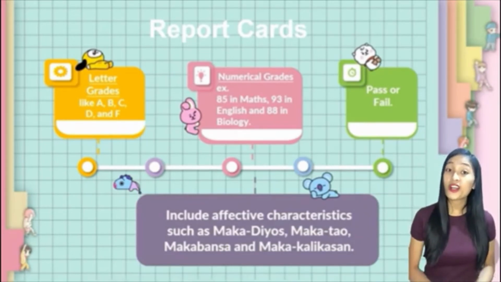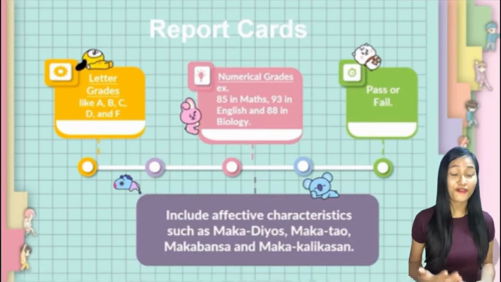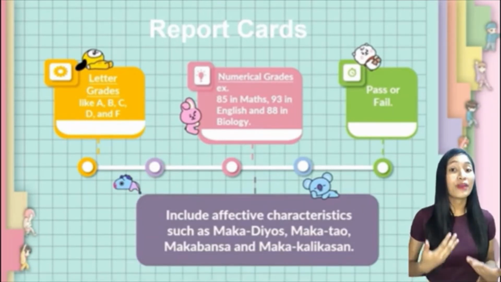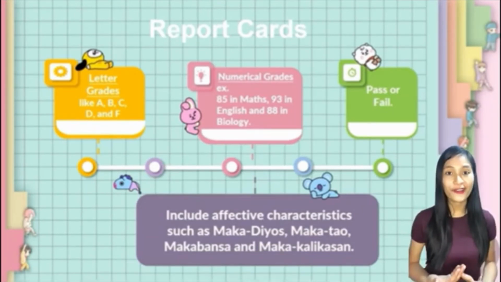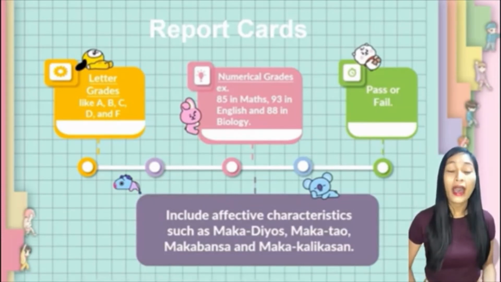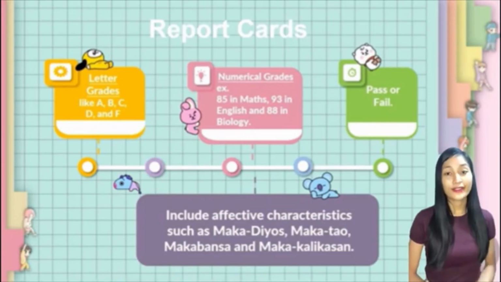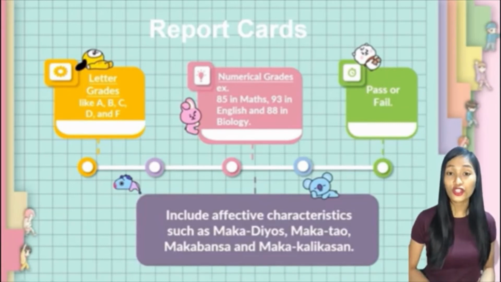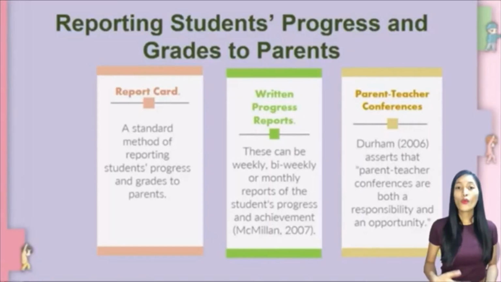Still, other report cards simply have pass or fail. And the DepEd student report card includes affective characteristics such as makadiyos, makatao, makabansa, at makakalikasan. So these are the grade interpretations for junior high school and senior high school. We also have teacher-parent conferences.